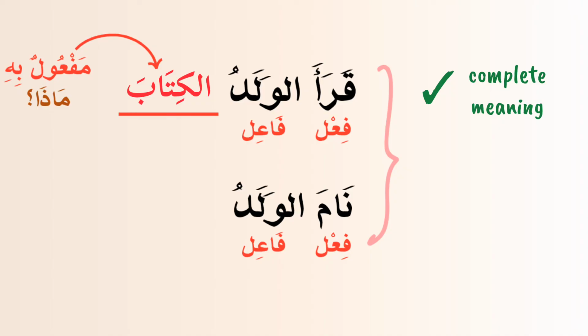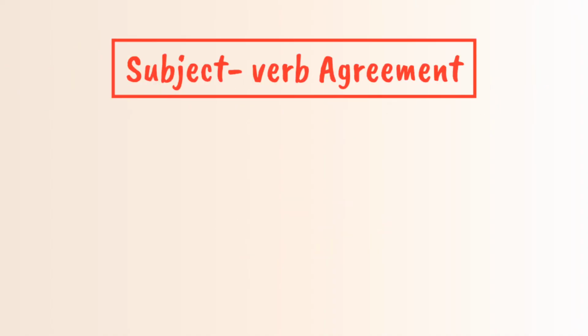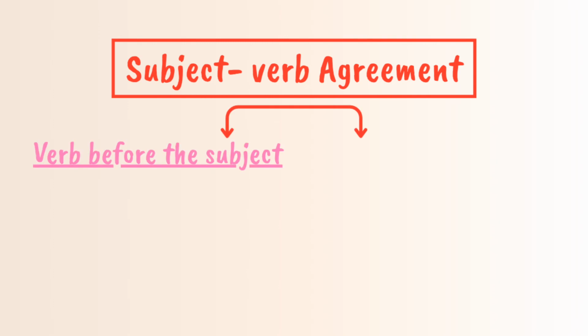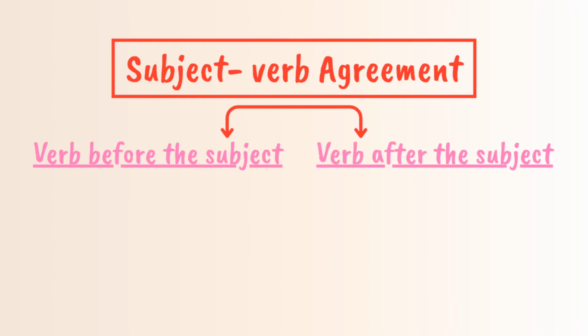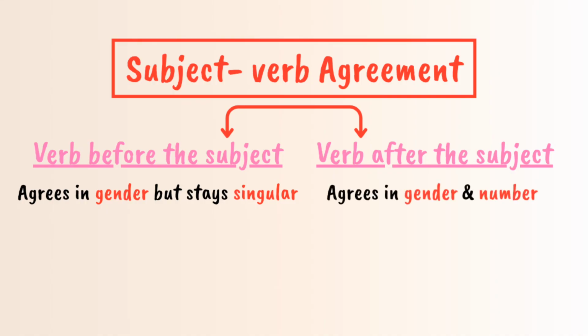Now, remember the subject-predicate agreement that we have in nominal sentences? We do have a similar agreement in verbal sentences. Subject-verb agreement. We have 2 cases, when the verb comes before the subject and when the verb comes after the subject. If the verb comes before the subject, it agrees with the subject in gender, but it stays singular even if the subject is plural. If the verb comes after the subject, it agrees with the subject in gender and number. Let us see a couple of examples of both cases.